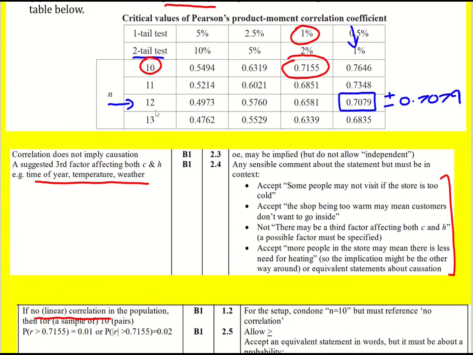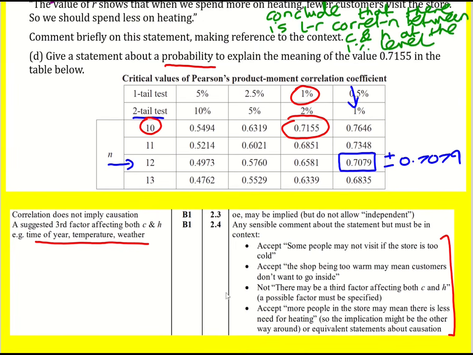So as you take more in your sample, you need less correlation from your sample to be able to get enough evidence to show that there's correlation in the population. Okay, hope that makes sense.